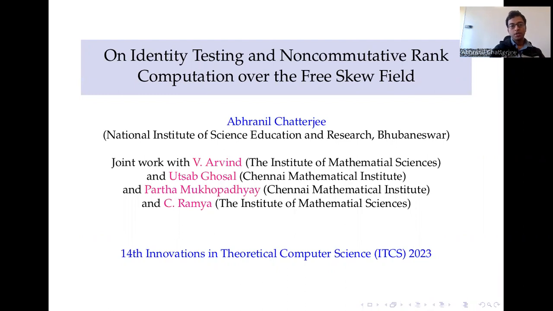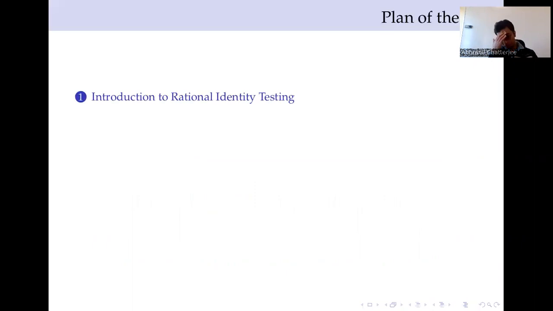This talk is based on my recent research work on identity testing and non-commutative rank computation over the free skew field. This is joint work with V. Arvind, Utsab Ghosal, Partha Mukhopadhyay, and C. Ramya.